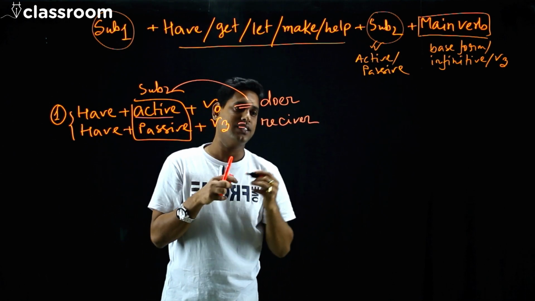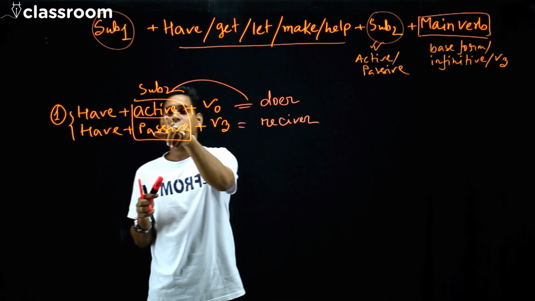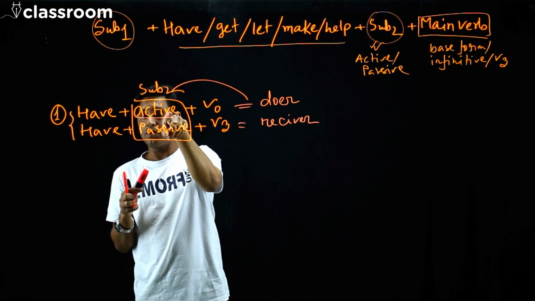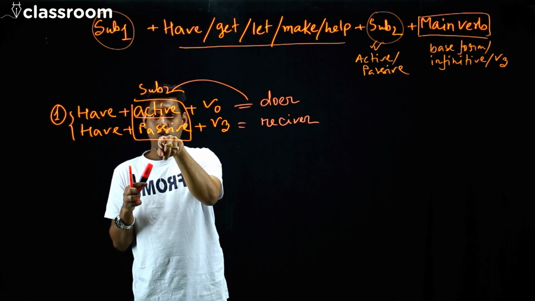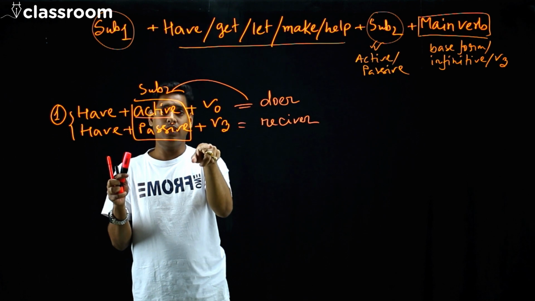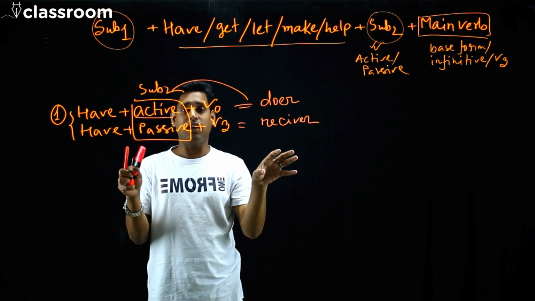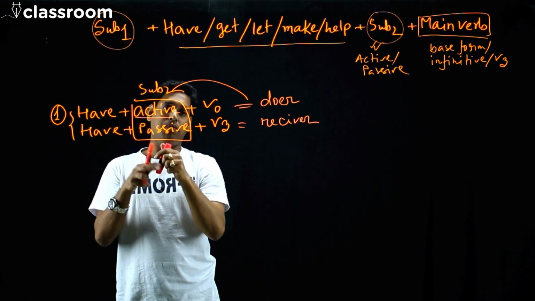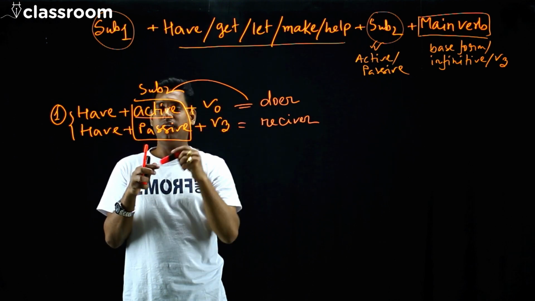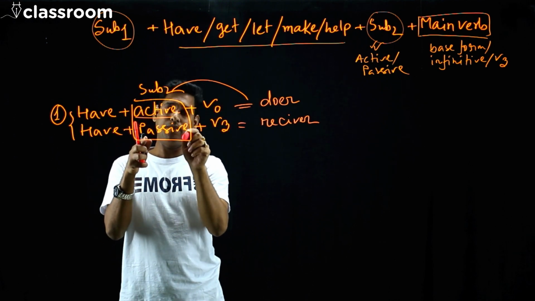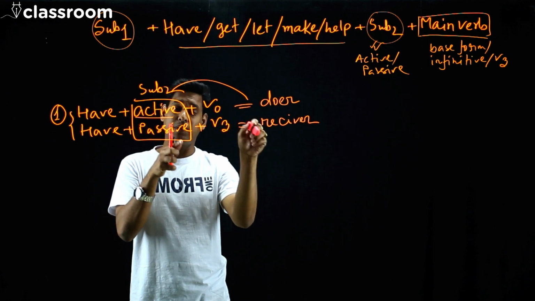There are a few people who define subject 2 as a doer when it is an active tone, and they also define subject 2 as a receiver when it is a passive tone. But whatever you say, doer, receiver, or active, passive, the structure should be similar. If it's an active tone or doer format, the verb should be in a base form. And if it is in passive tone or a receiver format, the verb should be in past participle form.